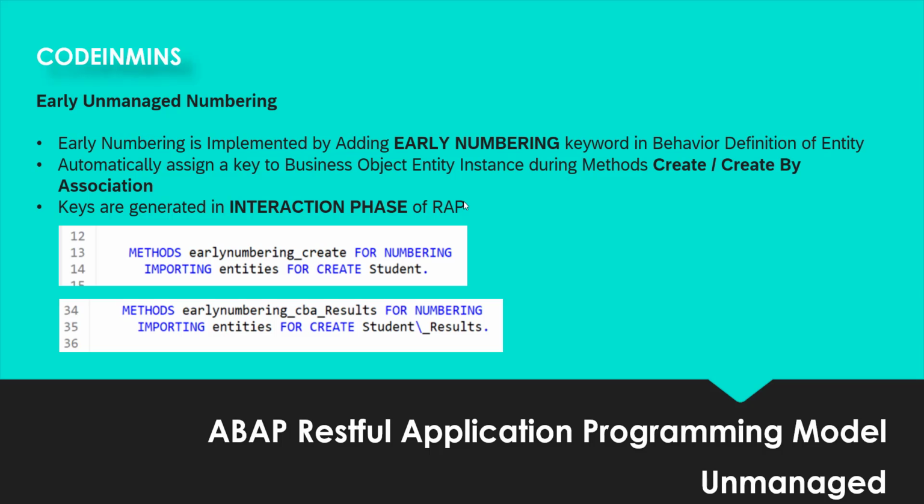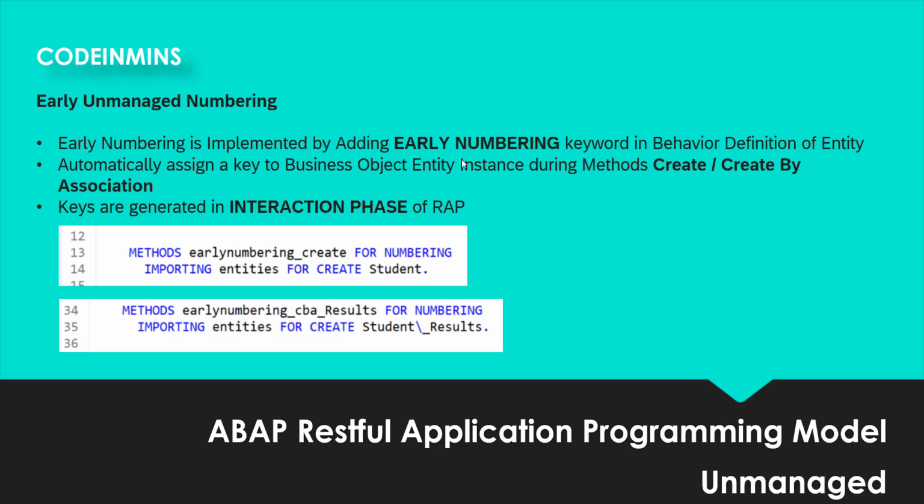And this early numbering works in the interaction phase. We have already seen there are two different phases where the code gets executed: one is the interaction phase and another is the save sequence. Early numbering is implemented by adding the keyword early numbering in the behavior definition of your entity, and it automatically assigns a key to a business object entity instance during the methods create and create by association.